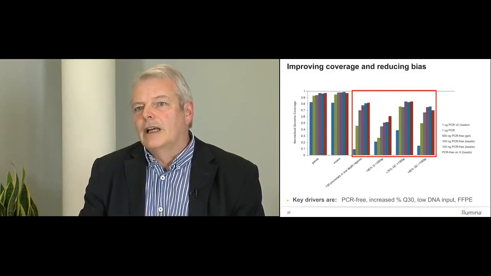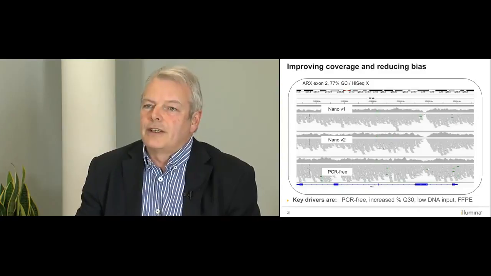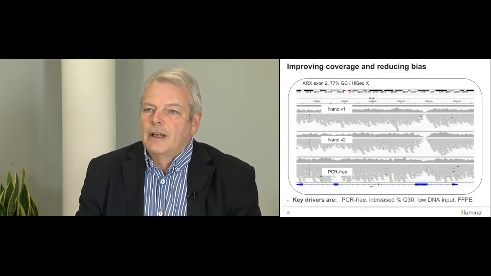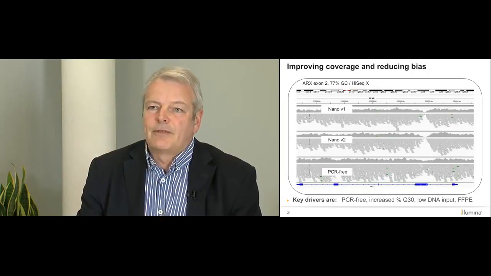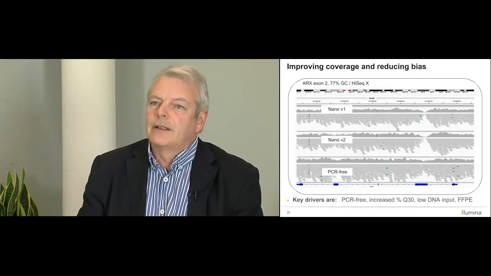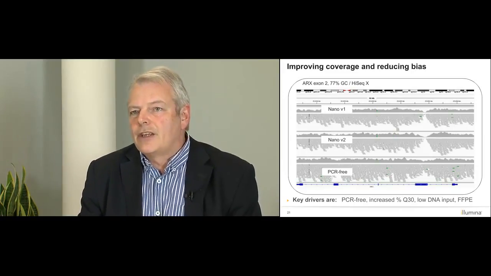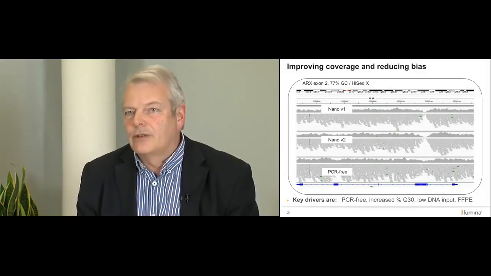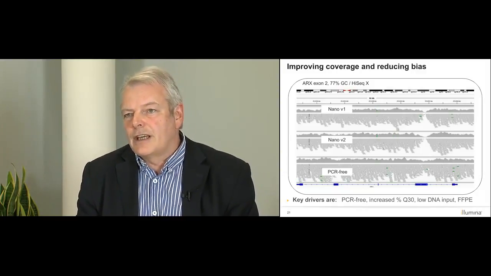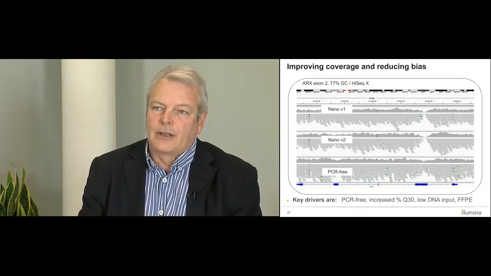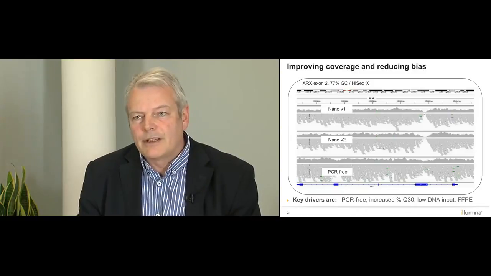For a more visual picture of this concept, you see here an IGV plot, an Integrated Genome Viewer plot, of the same genome done in 3 different ways. There are 2 different amplification protocols which work pretty well, the nano versus version 1 and version 2. And this is across a very GC-rich exon, exon 2 of the ARX gene, which is important in medical conditions. But you can see here the adoption of a PCR-free protocol at the bottom does actually allow this very GC-rich exon to be represented in the genome.